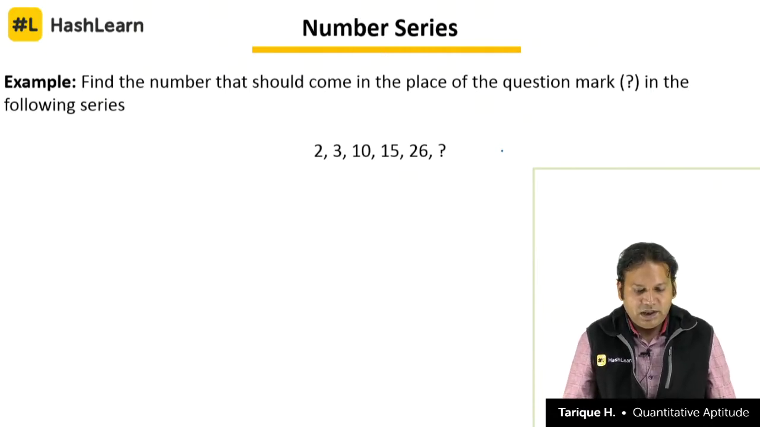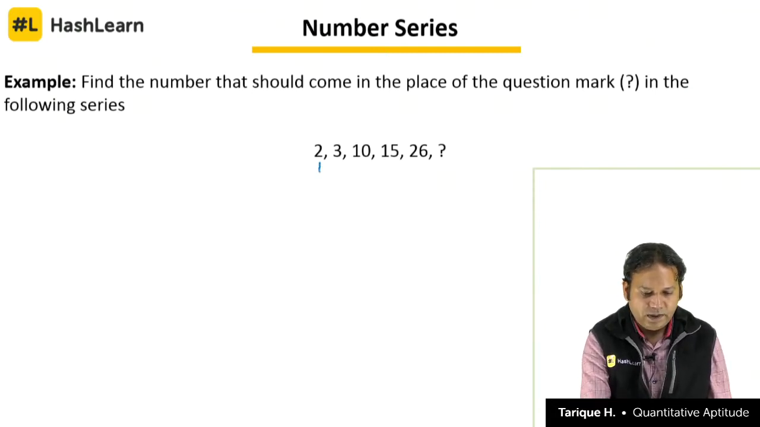Find the number that should come in place of the question mark in the following series. So what are we going to do here? Look at the difference again. 2 and 3 is 1, 3 and 10 difference is 7, this difference is 5, and this difference is 11.